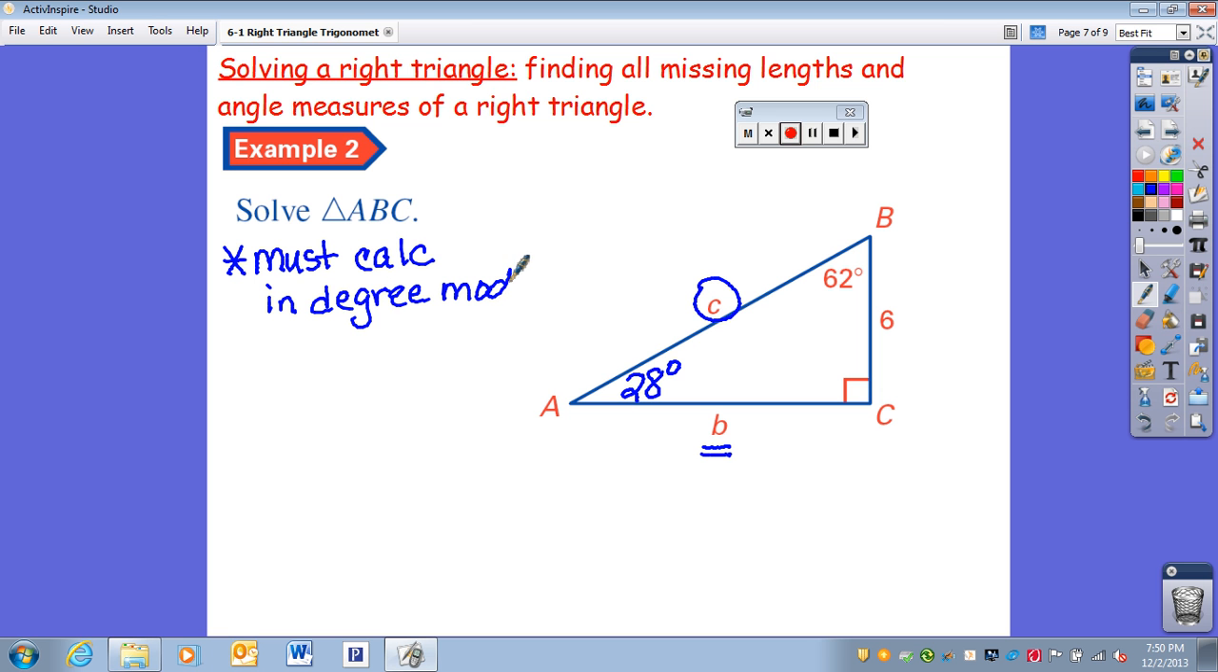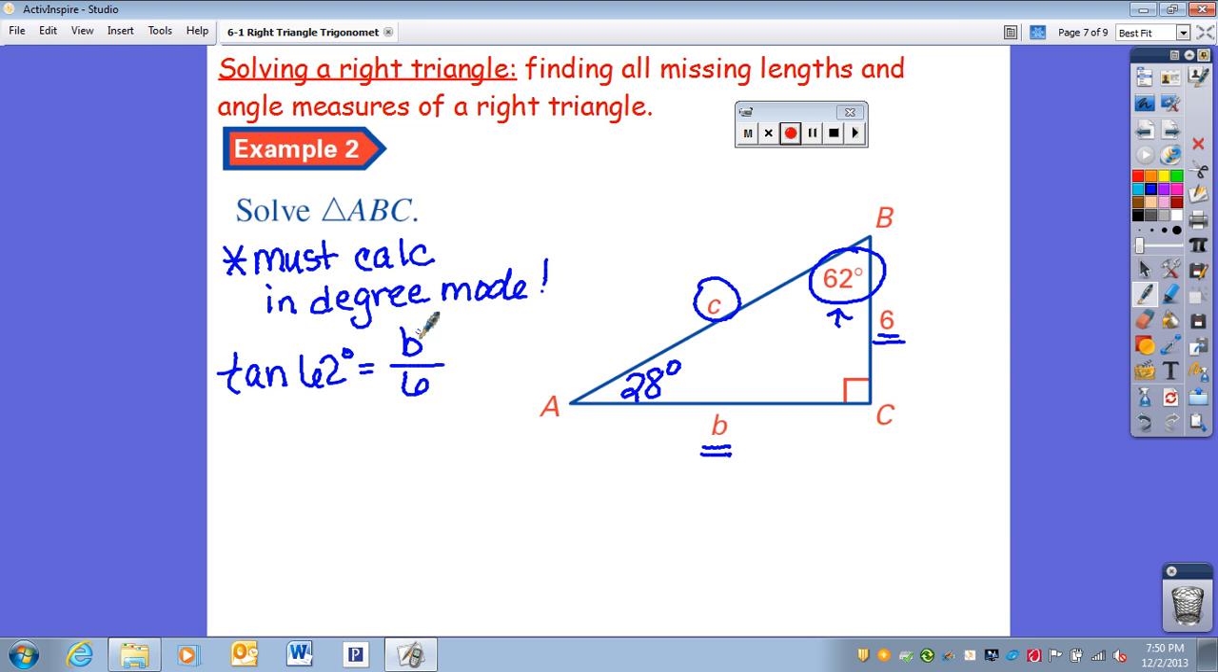Then when we set up our trig functions, what we want to make sure is that we're using things that are given to us or known. So we will use the 62 degrees, even though subtracting we know that this angle is 28. We'll use what's given to us, and also the measurement of this side, which is 6. So the first thing that we could do is we could find the tangent of 62 degrees by finding the opposite, which is side B, divided by or compared to the adjacent, which is 6.